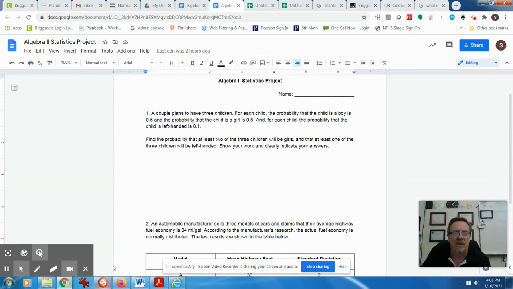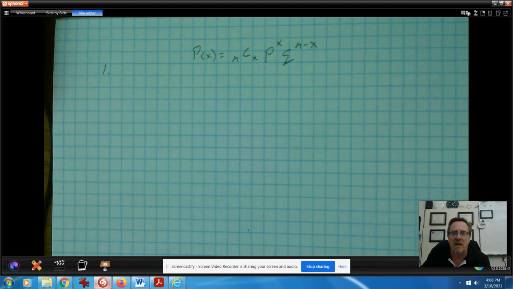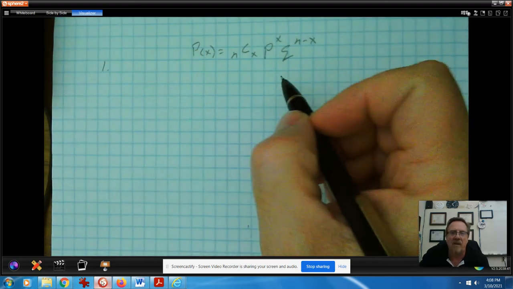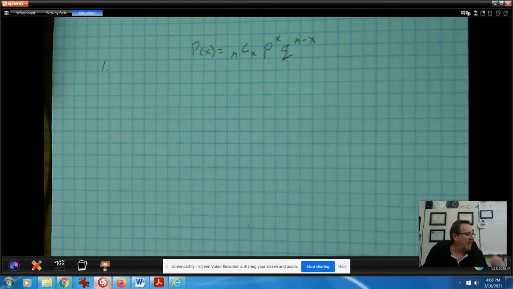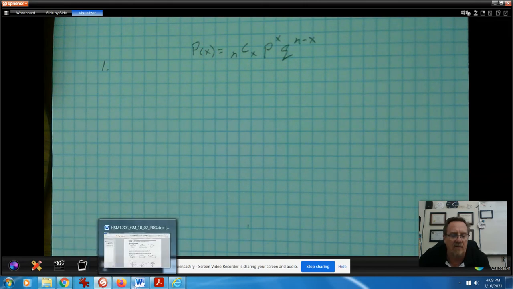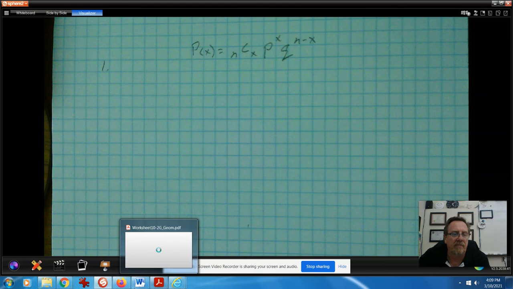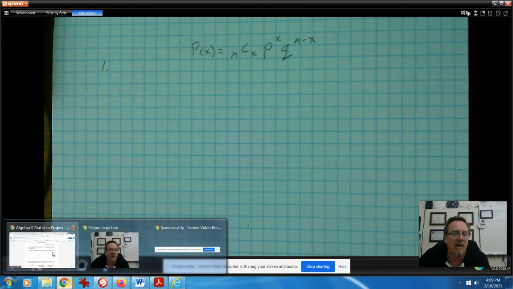Let me write that down here. See, I just wrote that here. We're going to use this, and this should look familiar because, I don't have my book open to the right page, but that is the binomial distribution probability formula that the book gave us. And looking at this particular problem, we need to kind of decide what's what.